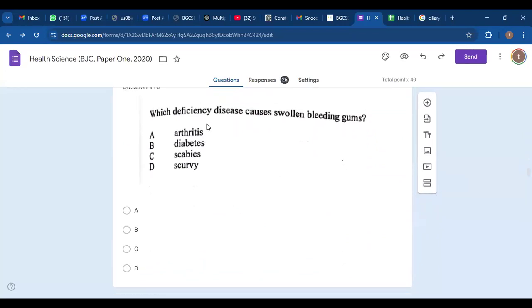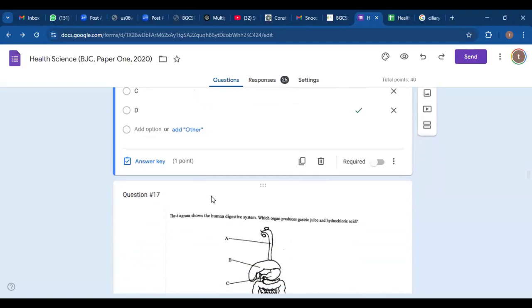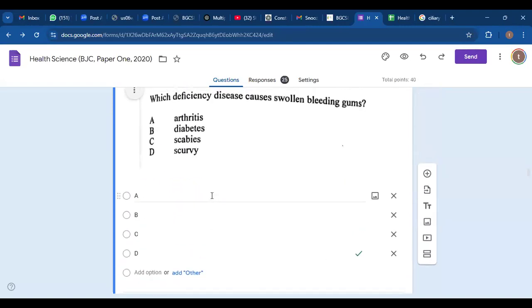Which deficiency disease causes swollen, bleeding gums? Scurvy. Who said scurvy? I did, I was the first person. Very good, Alara. Scurvy, that's D.